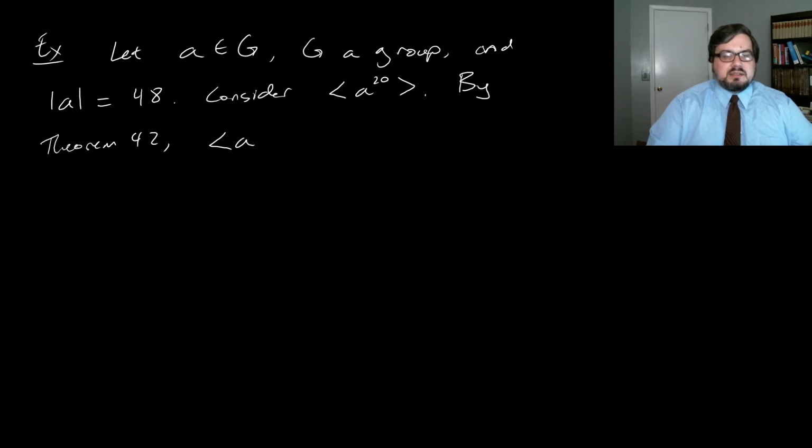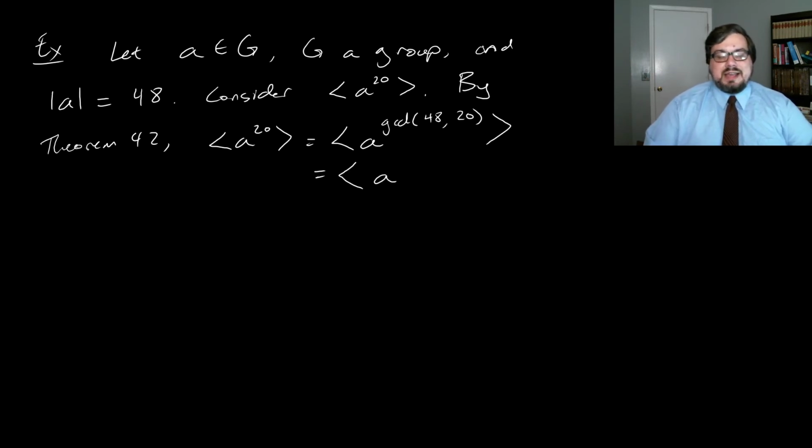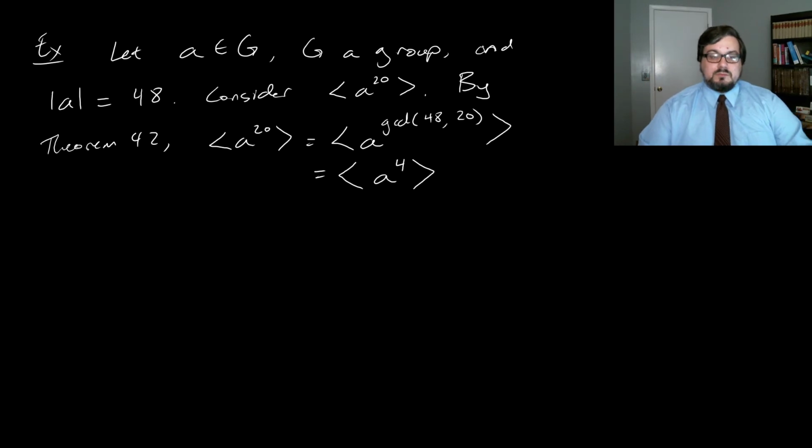the cyclic subgroup generated by a to the 20th is equal to the cyclic subgroup generated by the greatest common divisor of 48 and 20, because 48 is the order of a, which is a to the, let's see, it's going to be a to the 4th. So that means that the cyclic subgroup generated by a to the 20th is the same as the cyclic subgroup generated by a to the 4th.